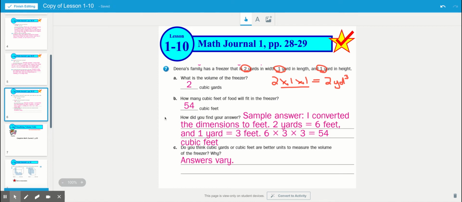If you do it the correct way by taking 6 times 3 times 3, you will find that it is 54 cubic feet. Well, how did we get 6, 3, and 3? Remember that 1 yard equals 3 feet. So if we have 2 yards, that's going to equal 6 feet. You just do the conversion. So instead of 2 times 1 times 1, you'd have 6 times 3 times 3. And then you would get your answer of 54 cubic feet.